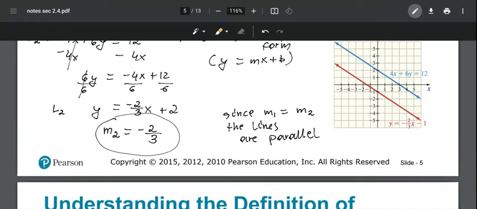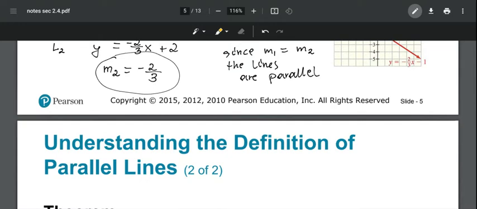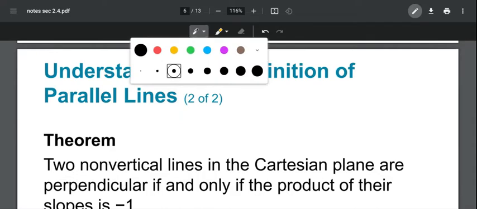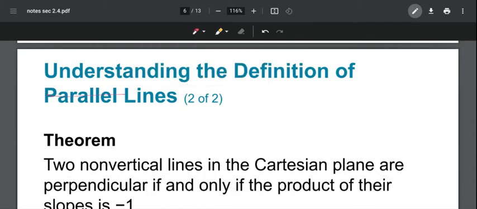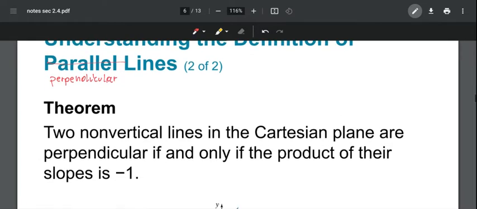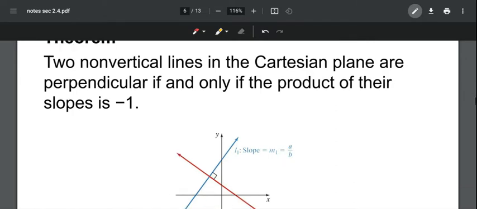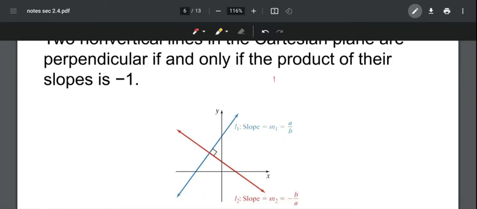So let's continue. Next, we'll talk about the definition of perpendicular lines. Not parallel lines, I don't know why PowerPoint shows parallel lines. Two non-vertical lines in the coordinate plane are perpendicular if and only if the product of their slopes is equal to negative 1. So technically, when we multiply the slopes of two straight lines, we'll end up with negative 1.